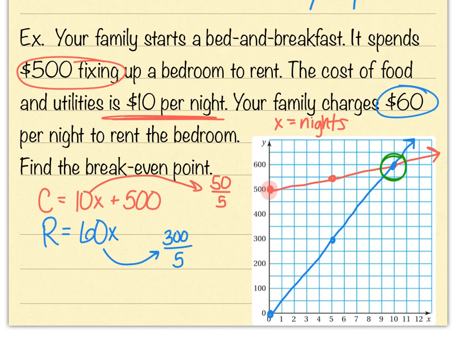And so my break-even point is going to be right here. And that value represents the 10 nights, so x equals 10 nights. And then the y value is the dollars, right? So 10 nights, and that's at $600 on the y-axis.